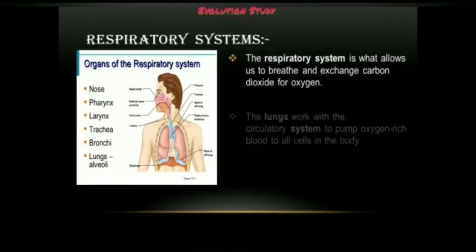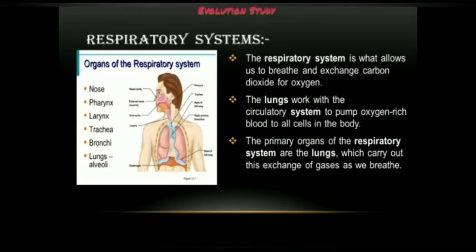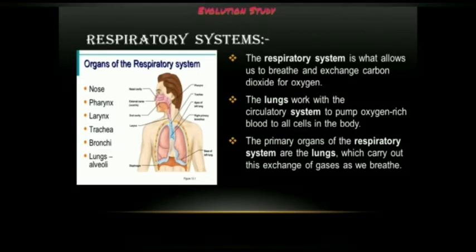Now, what is the respiratory system? The respiratory system is what allows us to breathe and exchange carbon dioxide for oxygen. The lungs work with the circulatory system to pump the oxygen-rich blood to all the cells in the body. The primary organs of the respiratory system are the lungs, which carry out this exchange of gases as we breathe.